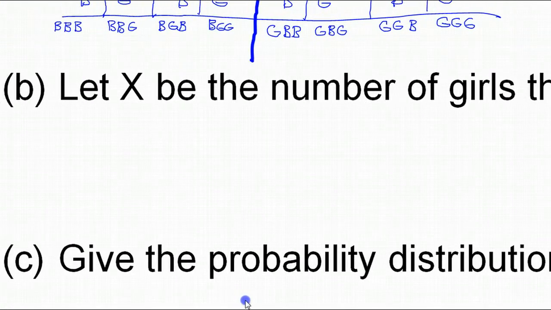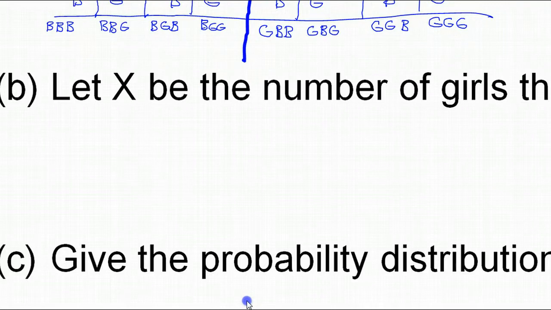Okay, if X is the number of girls, then let's see what's what. Well, the first outcome has 0 girls. The second one, 1 girl, 1 girl, 2 girls, 1 girl, 2 girls, 2 girls, 3 girls. Okay, so these are the possible X values.